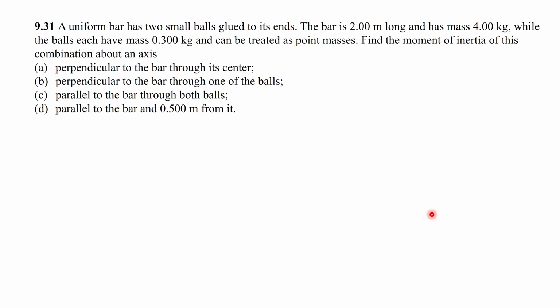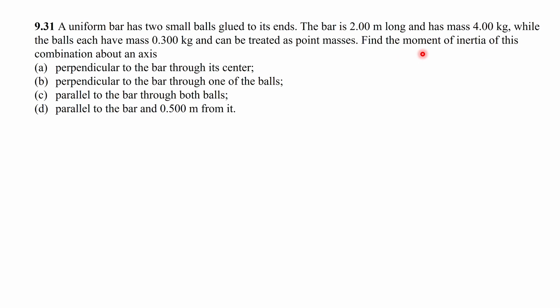Okay, so the next problem is going to talk about a uniform bar that has two small balls glued to its end, and the bar is 2 meters long and has a mass of 4 kilograms. And the balls each have a mass of 0.3 kilogram and can be treated as point masses. Then we're going to find the moment of inertia of this combination about this axis. So here there is a new concept, moment of inertia.